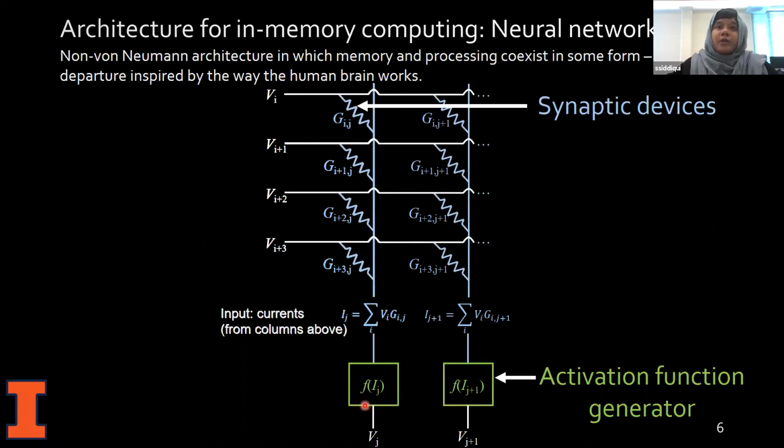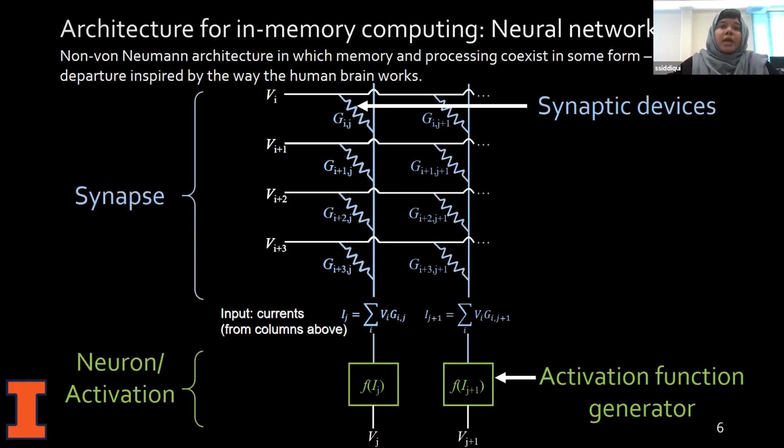And since it's a matrix multiplication, we need multiple of these columns. So the top part, where we have this kind of three-point cross-point architecture, is mimicking the behavior of the synapse. And the bottom part, where we are doing the thresholding, is creating the behavior of the cell body, or the neuron.